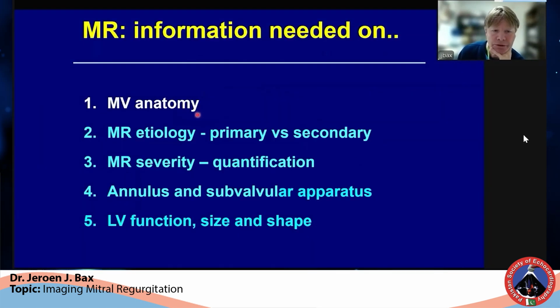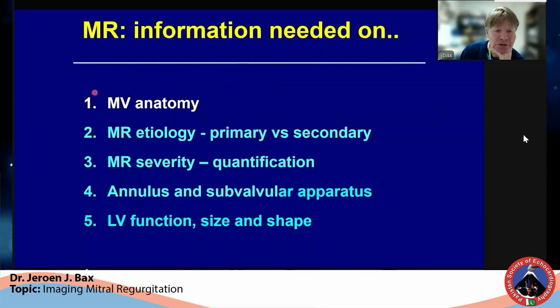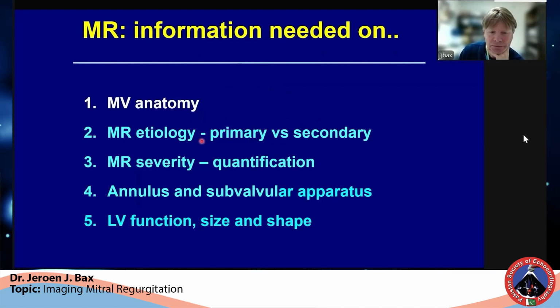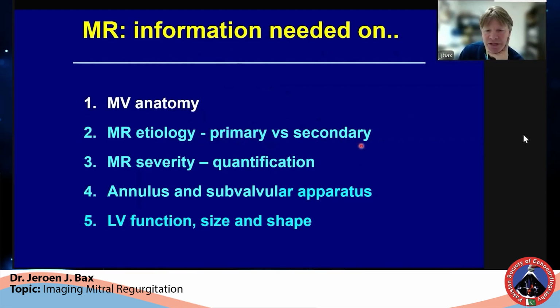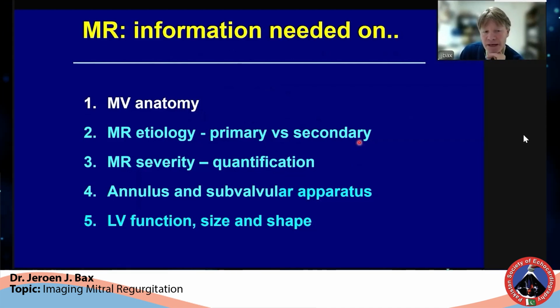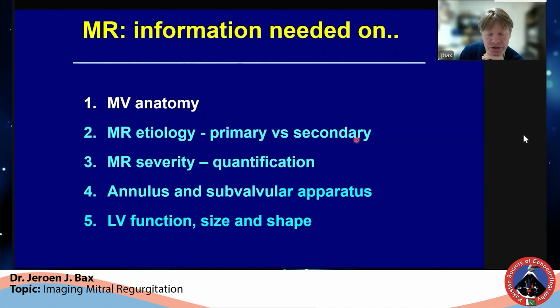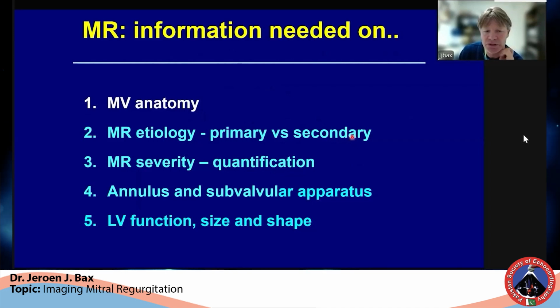If we talk about mitral regurgitation, you need several pieces of information. You need information on the valve anatomy. You need information on the mitral regurgitation etiology. That's the most important thing of all. Is it primary or is it secondary? Primary is the prolapses. It's a valvular disease. Secondary, it's the ventricle. If the ventricle dilates, your mitral valve doesn't close anymore, and you get mitral regurgitation. This is the secondary disease. The secondary disease is what we see mostly in daily practice.